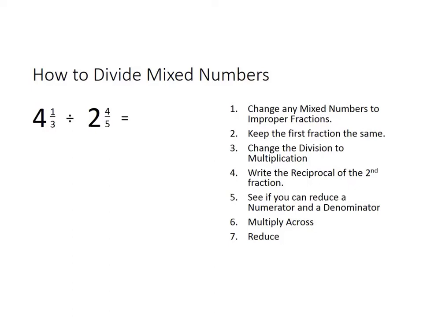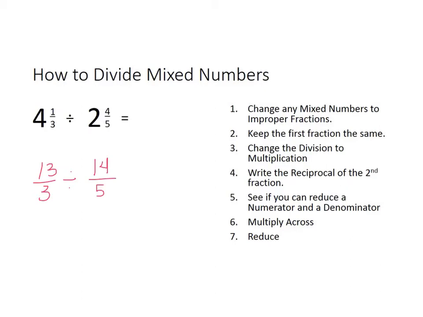Okay, now that we have a pretty good understanding of mixed numbers to improper fractions, let's divide some mixed numbers. In our example, we're going to take 4 1/3 divided by 2 4/5. Step 1, change any mixed numbers to improper fractions. Well, 4 1/3, we're going to take 3 times 4 plus 1, which is 13 thirds. 2 4/5, we're going to take 5 times 2 plus 4, which is 14/5.